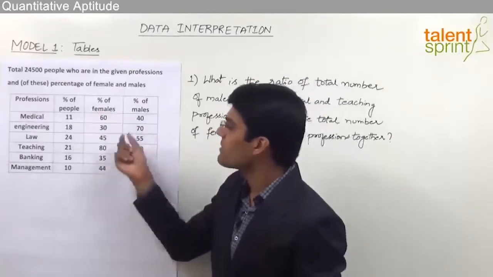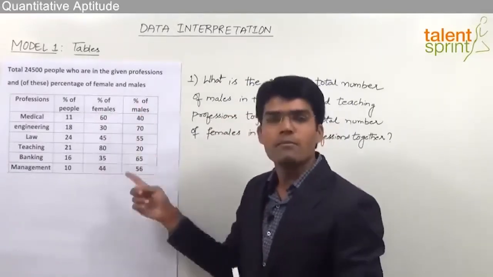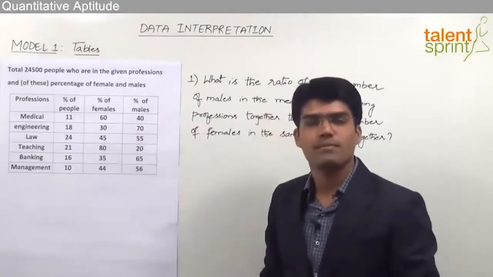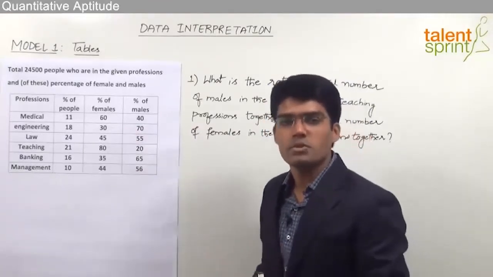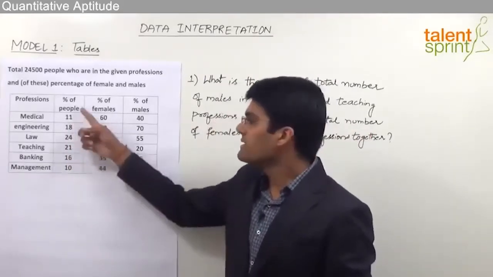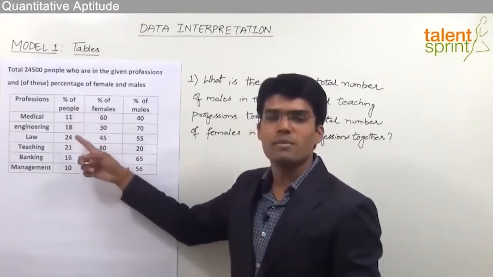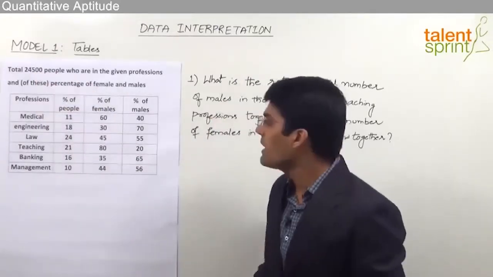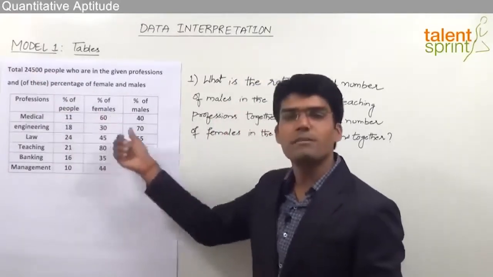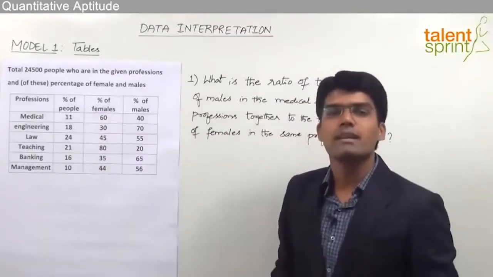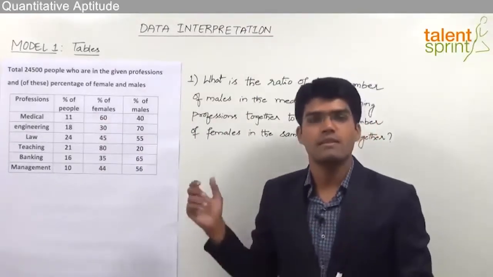Likewise, for various other professions as well, we can find out the number of females and the number of males from the given percentages. So this table clearly shows us how many people are there in each of the professions. It is given with respect to the percentage, and all those percentages should be taken for 24,500. And apart from that, we can also find out the number of females and males from each of these professions. Let us now look at the various questions that have been asked with this table.